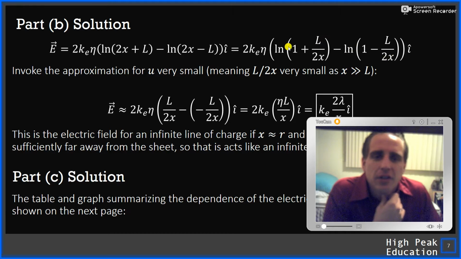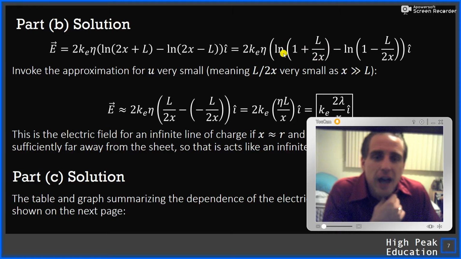Okay, so notice that this is unitless, this is unitless. But notice that 2x is going to be much, much larger than L, so that means this, which is like our u, is going to be very, very small as x gets much, much larger than L.